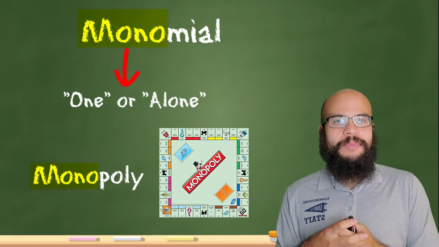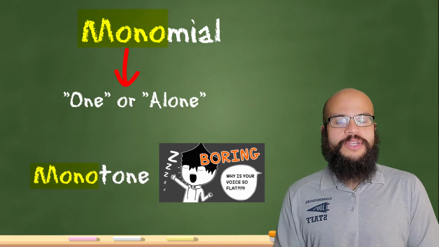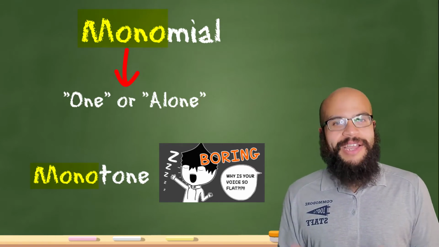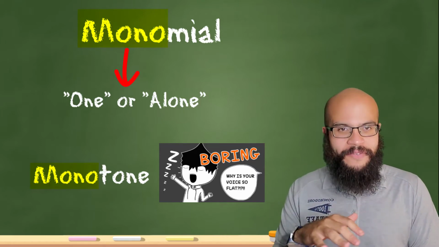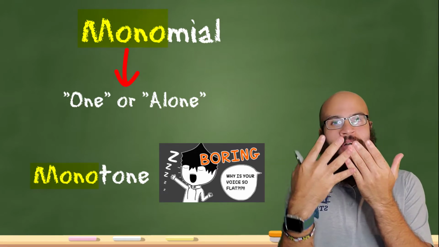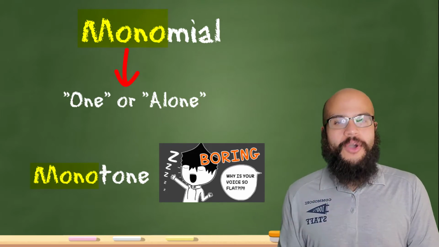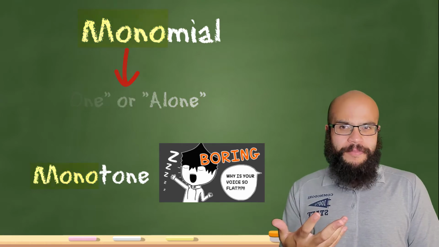Similarly, you have a term like monotone, which describes someone who only has one pitch and talks very boringly, kind of like a robot like this, right? Someone who's very monotone has one tone, very flat, doesn't have inflection, doesn't get excited when they talk or sad when they talk. It's just a flat, one-tone speaker. So think mono means one.